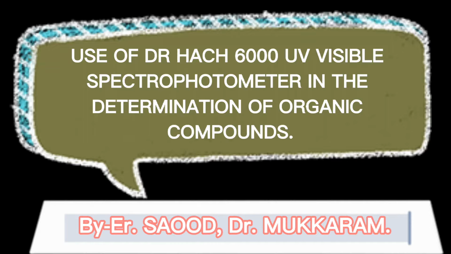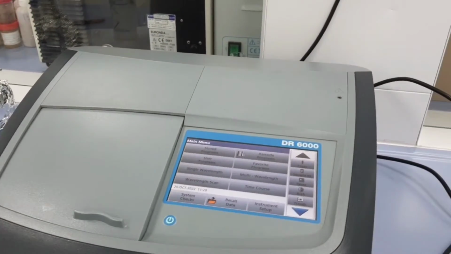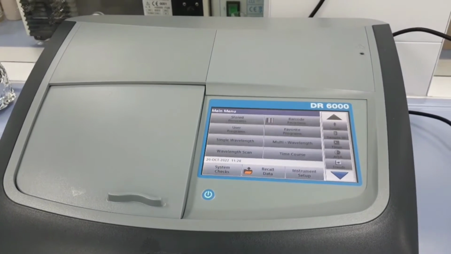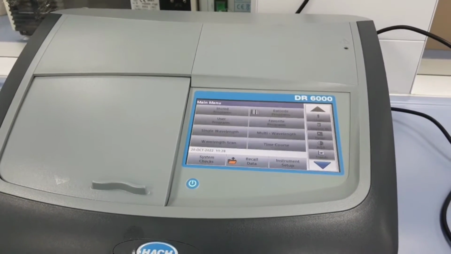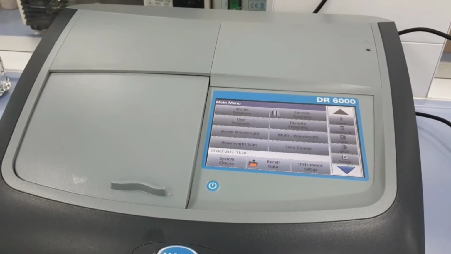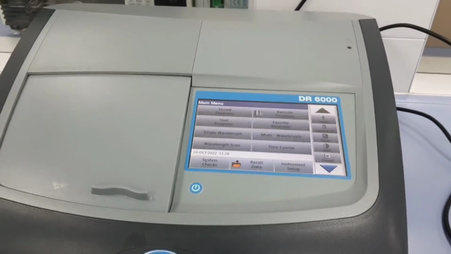Use of the Hach DR6000 UV visible spectrophotometer in the determination of organic compounds. Hello guys, today we are going to talk about UV visible spectroscopy, or you can say the UV visible spectrophotometer. This is the UV visible spectrophotometer from the Hach company, the DR6000.